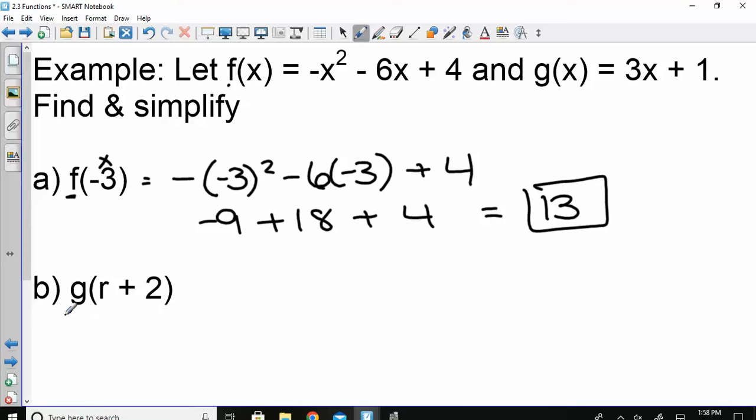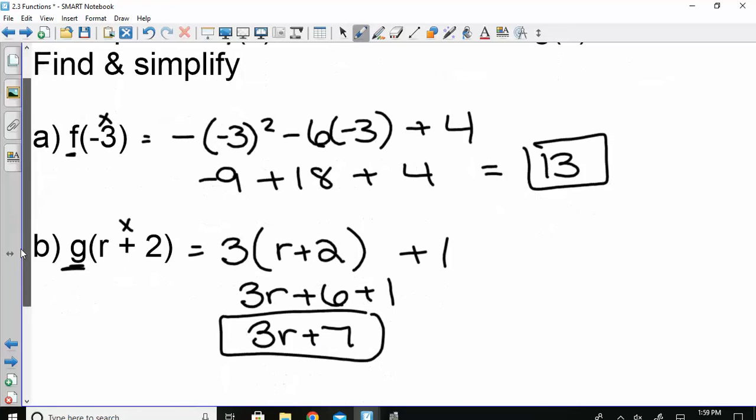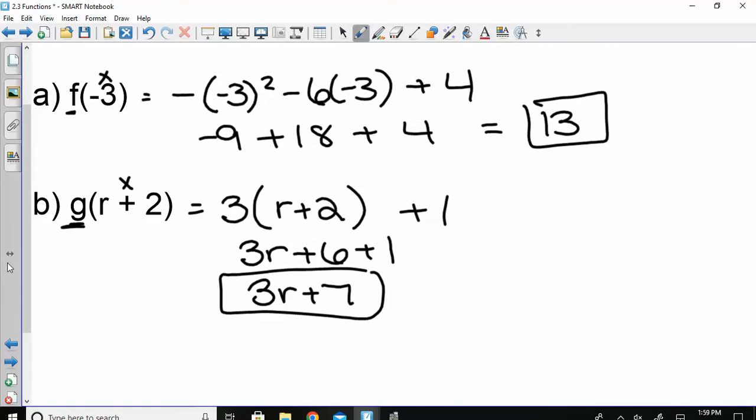B. So this is function g. So we go to g, and we are going to replace the x with an r plus 2. So that's 3 times x, so that's 3 times r plus 2, plus 1. So distribute, we get 3r plus 6 plus 1, or 3r plus 7. You may not get just a single number answer. You can have variables still.